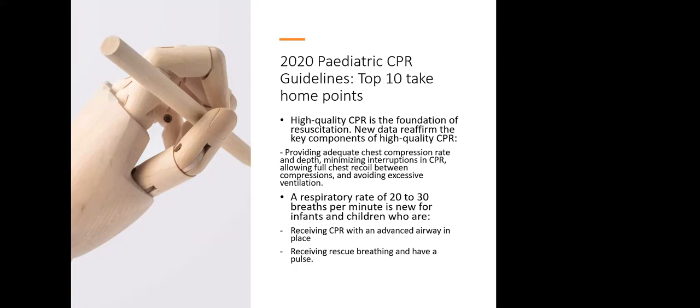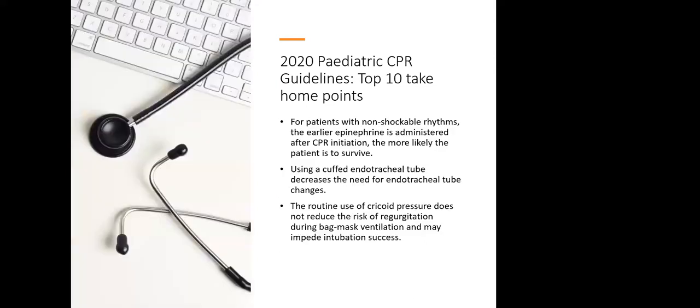A respiratory rate of 20 to 30 breaths per minute is new for infants and children who are receiving CPR with an advanced airway in place, or who are receiving rescue breathing. But don't forget I mentioned chest compression, 100 per minute, and at least 10 breaths per minute with an advanced airway in situ.